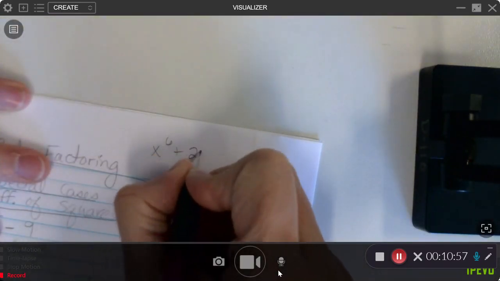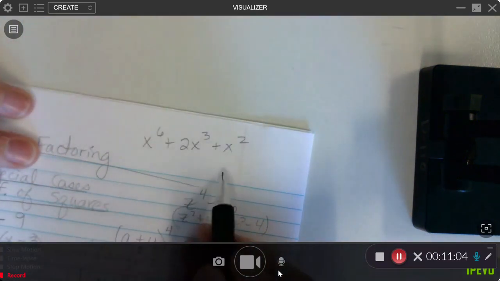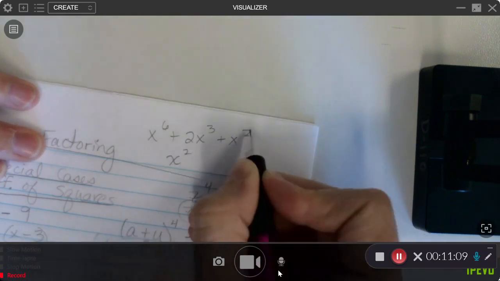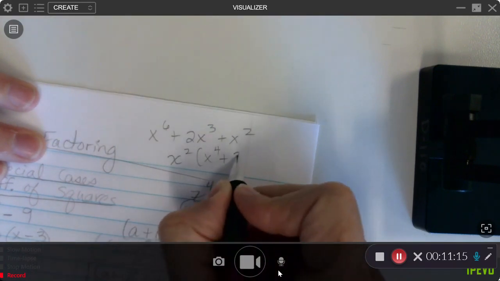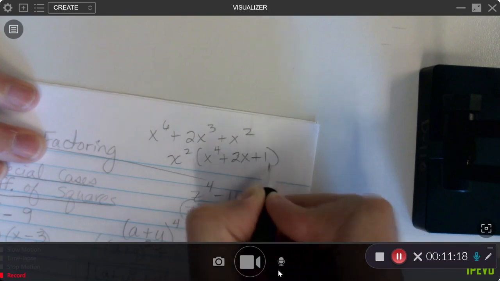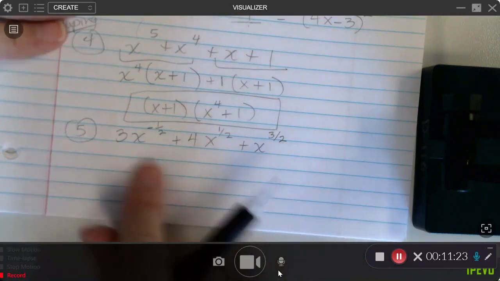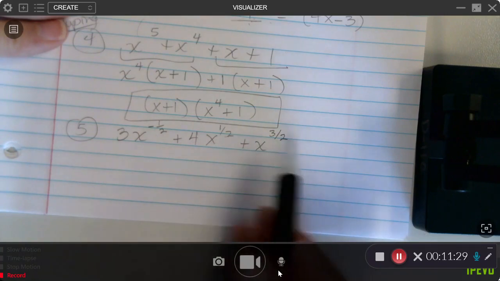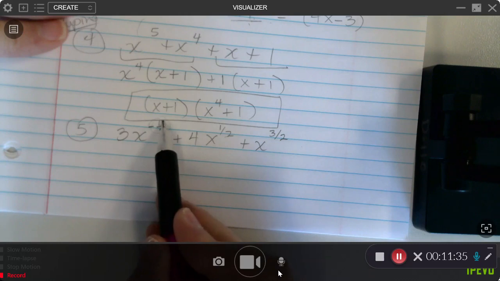Let's go up here. If I had x to the 6 plus 2x cubed plus x squared, we take out an x to what power? Squared. What power is that? The lowest power, exactly. Keep that same thought. Factor out the lowest power. Same thing if we have fractions or positives or negatives. What is the lowest power between? Everybody agree with that? Lowest power. Same process. Factor it out.